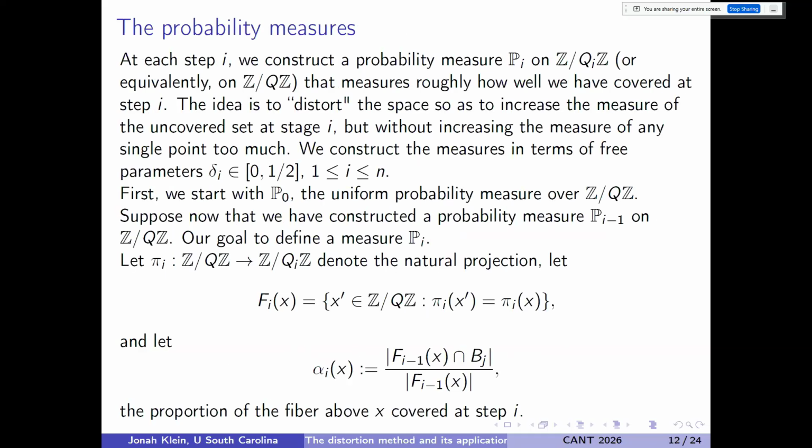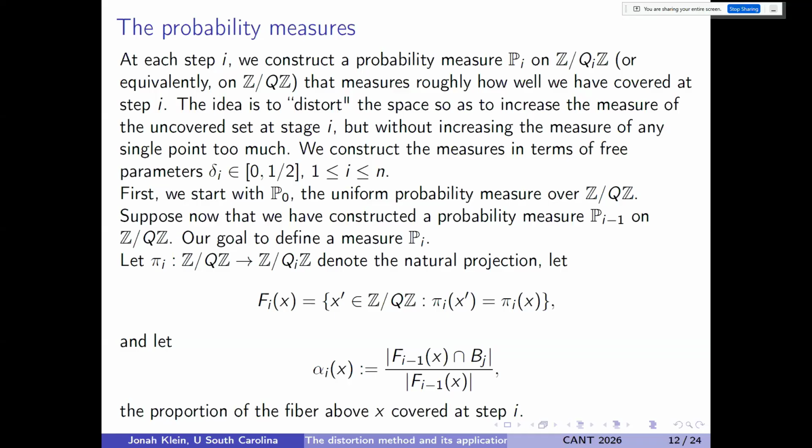At each step i, what we're going to do is construct a probability measure P_i on Z mod Q_iZ, or equivalently on Z mod QZ. We can just extend it. That will measure roughly how well we have covered at step i. The idea is to distort the space so as to accentuate where we're not covering, but without increasing the measure of any point too much. That's the intuition behind it. And the measures are constructed in terms of free parameters, delta_i, which are representative of what the distortion will be at a given step.